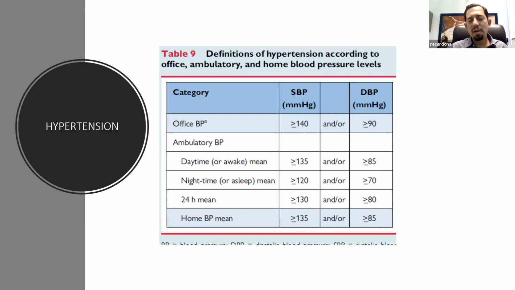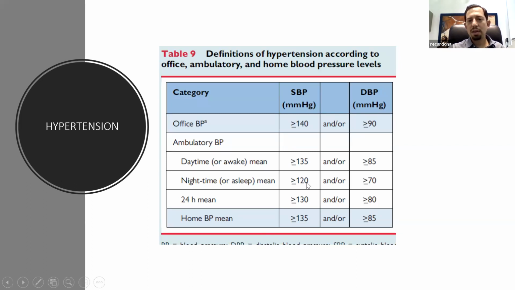A couple of slides ago, I mentioned that we have other options to make the diagnosis besides the office measurement of the blood pressure. The criteria to make the diagnosis in the office was the one I mentioned last slide. When we decide to have ambulatory blood pressure monitoring, which we place for 24 hours, or the measurements the patient can make at home, the definition of hypertension changes.